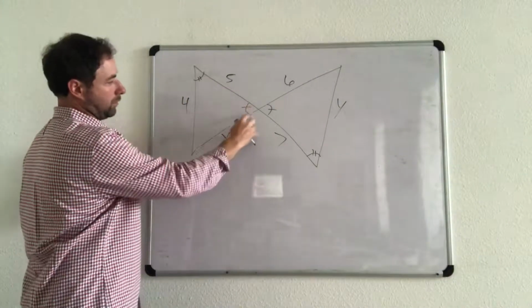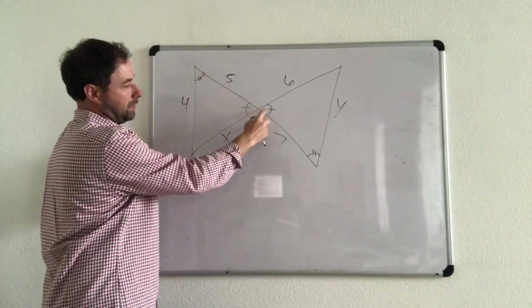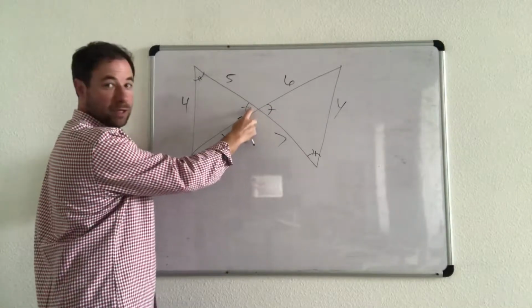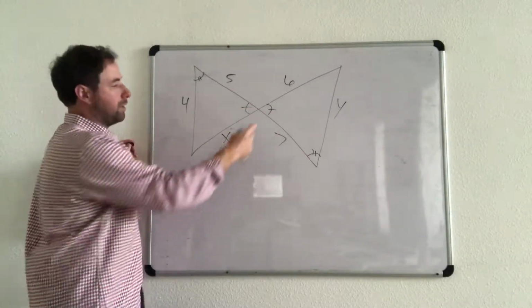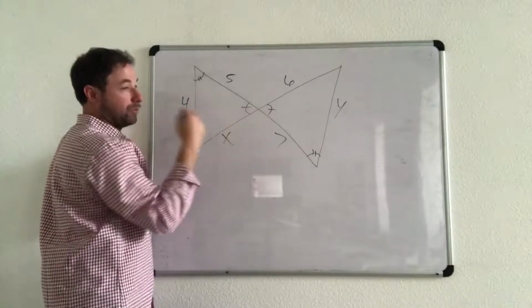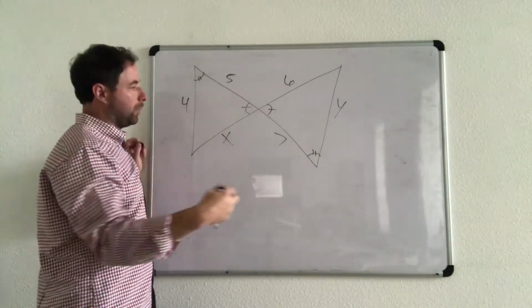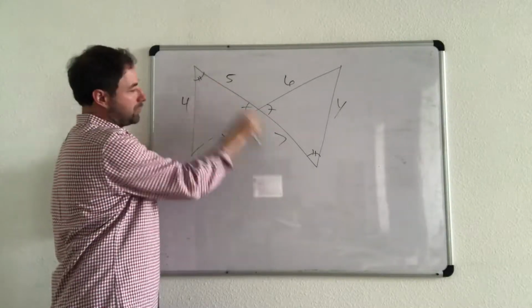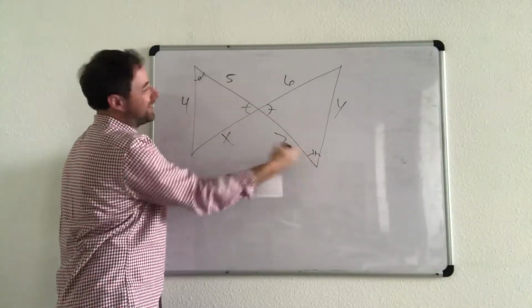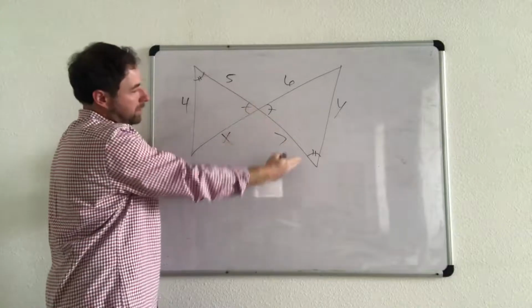And we see these little marks here indicating that these two angles are equal, because they're opposite each other. Opposite angles are also called vertical angles, and vertical angles and opposite angles are equal. So these two are equal. These two angles are also equal because they gave it to us by the way they did the tick marks.